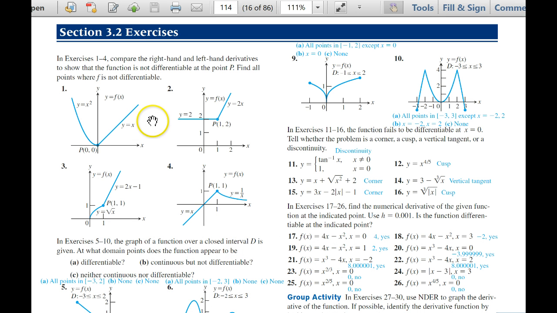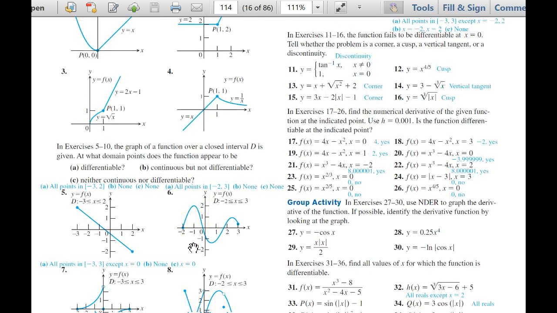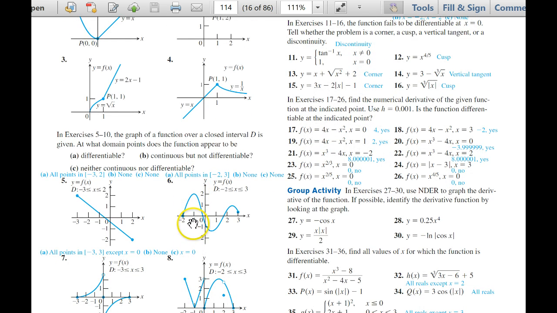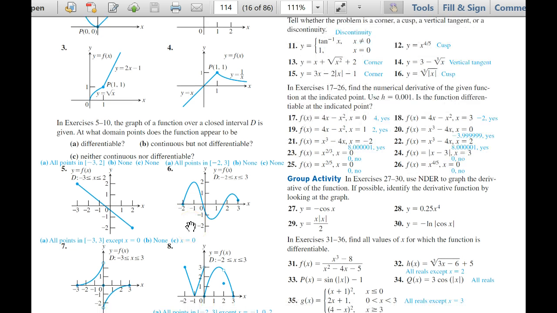Number 5 is very similar to that problem that we just did in the notes. So number 5 is just a line segment. Okay? So if you have just a line segment, where is it differentiable? It's going to be differentiable over its domain. So what is this? -3 to 2.